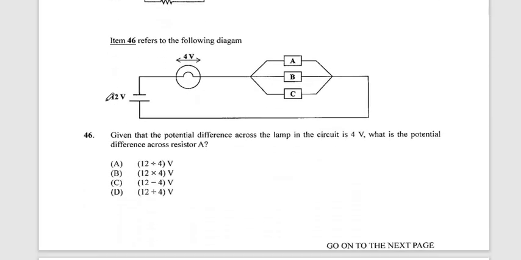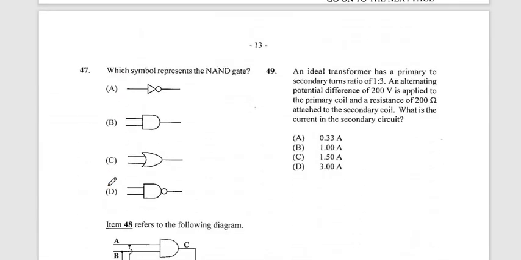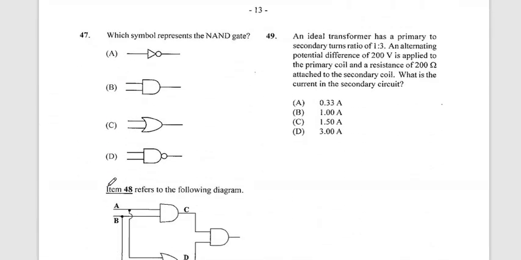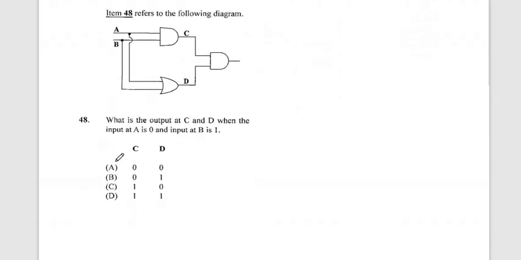46. Given that the potential difference across the lamp in the circuit is 4 volts, what is the potential difference across A? This is C. 12 volts minus 4 volts. 47. Which symbol represents the NAND gate? D. 48. What is the output at C and D when the input at A is 0 and the input at B is 1? The answer is 0, 1, B.